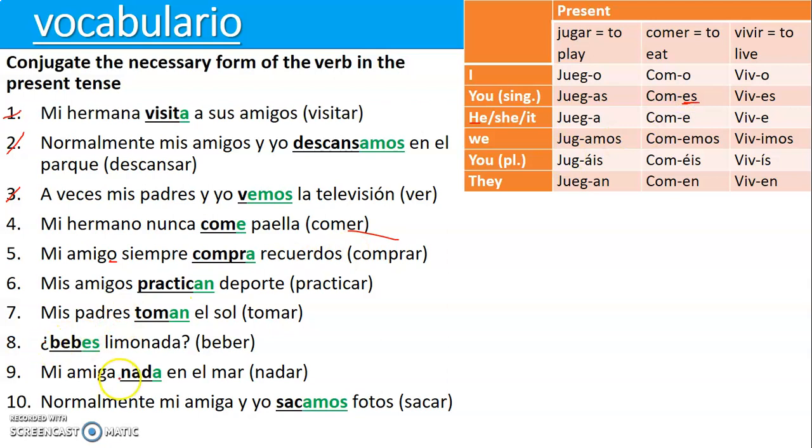Mi amiga nada en el mar. So my friend swims in the sea. This is my friend who happens to be a girl because it ends in an A. So it's the she row. And then normally my friend, who happens to be a girl, and I take photos. So if it's my friend and I, that's a we.